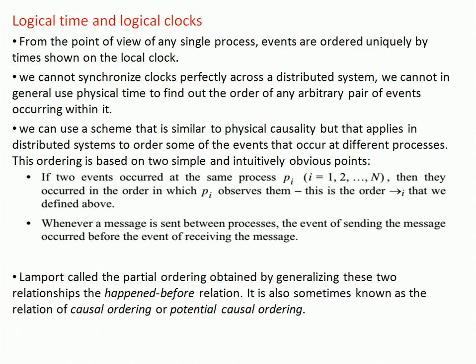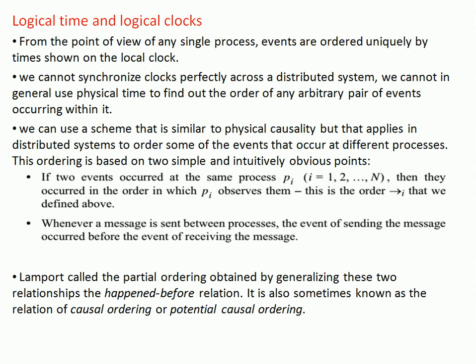We cannot in general use physical time to find out the order of any arbitrary pair of events occurring within it. Synchronization is very important in a distributed computing system. The local or physical time at an individual computer cannot be used to synchronize the clocks in a different computer, because the physical time of each individual computer is different. We can use a scheme similar to physical causality, but that applies in distributed systems, to order some of the events that occurred at different processes.